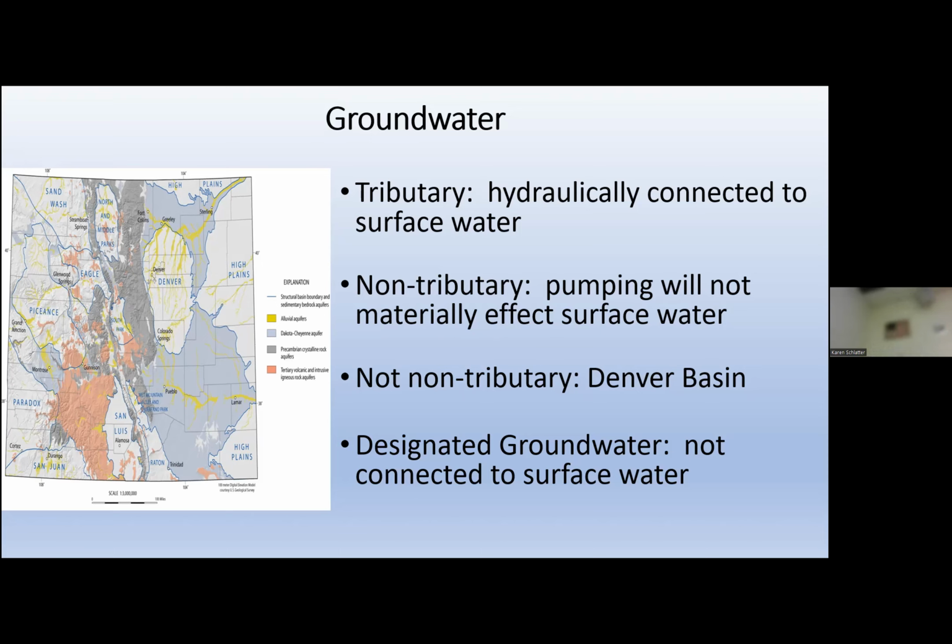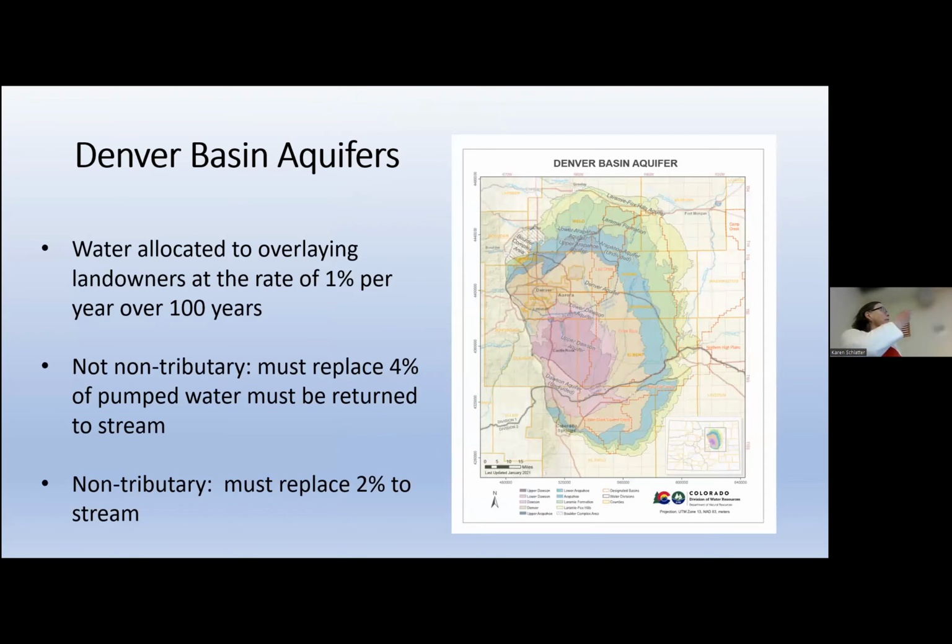So Denver Basin, this is where we were growing, and we were growing fast. Municipalities were booming. They started drawing water from these deep aquifers in the Denver Basin. There's four or five of them. Most of them, they say, are barely connected to the surface water. Not non-tributary water is a little more connected to the surface water. So there was a decision by experts in the legislature as to how we're going to manage that water differently.